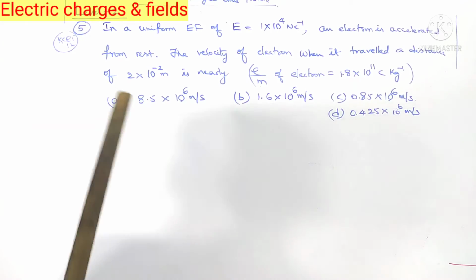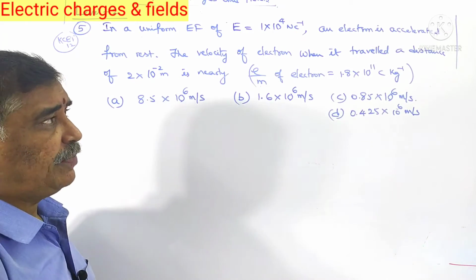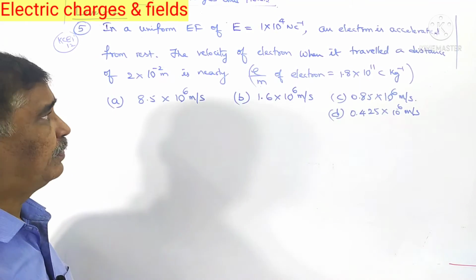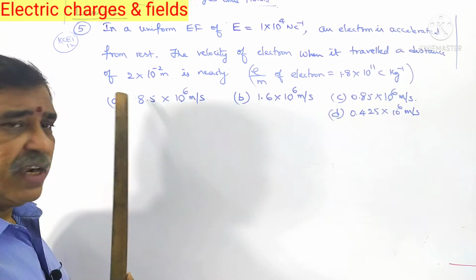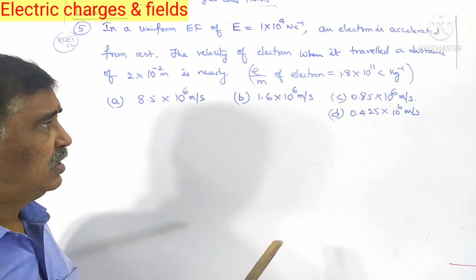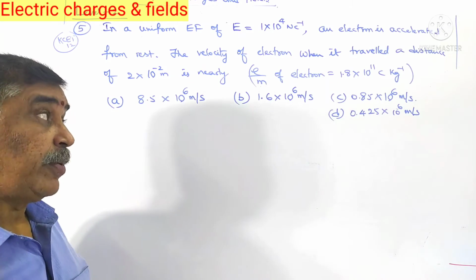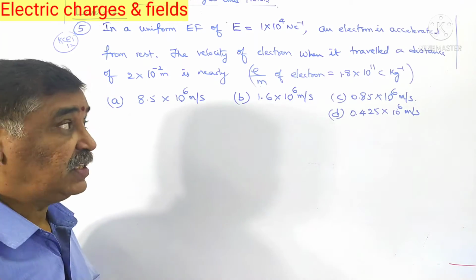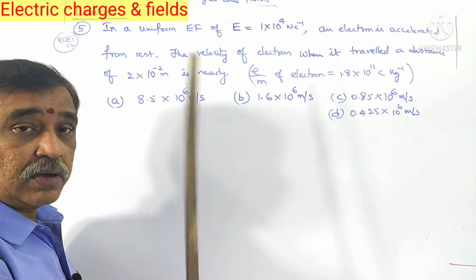The next question is, in a uniform electric field E, an electron is accelerated from rest. What is the velocity when it travelled through a distance of 2 into 10 power minus 2 meter? So e by m of electron is given. If you remember this value, that will be useful when it is not given in the exam.